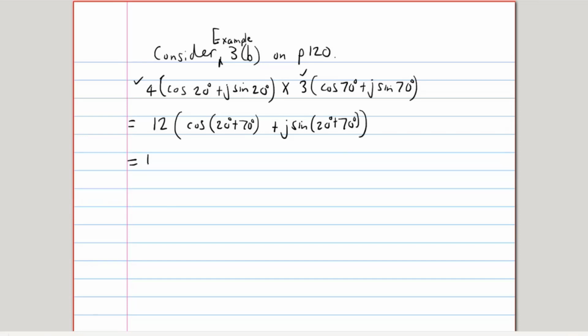So there's our 12. And the cos of 90 is 0, and the sine of 90 is equal to 1. So you'll have j, and the answer is 12j. Look at all that: a product of seemingly complicated complex numbers just reduces to rectangular form 12j, with no real component, just an imaginary component of 12.